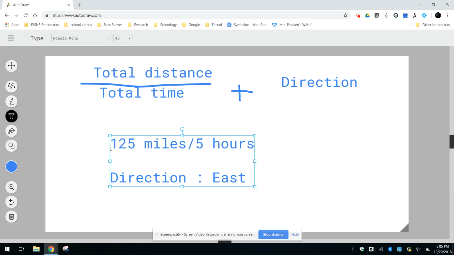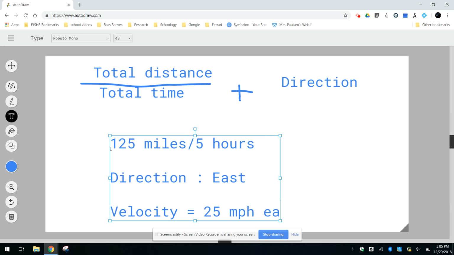Okay, so the velocity of this object would be 25 miles per hour east. It's that simple. It's pretty easy to find velocity.